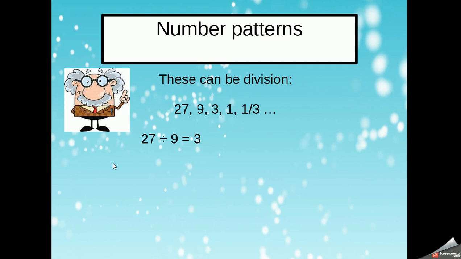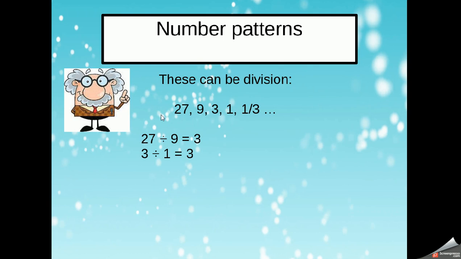27 divided by 9 is 3, and 9 divided by 3 is 3. So we can see a pattern now emerging: we are dividing the previous number by 3 to get the next number. 27 divided by 3 is 9, 9 divided by 3 is 3, and so on.